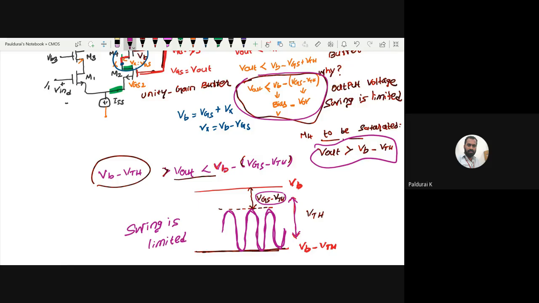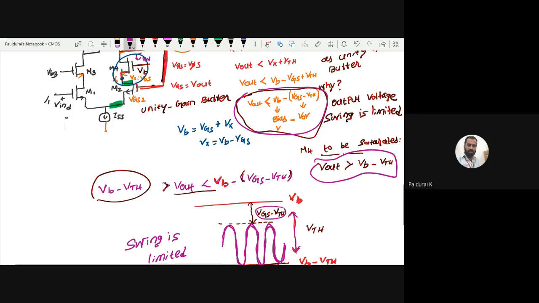So this is the drawback. You cannot use a telescopic op-amp as a unity gain buffer because the output voltage swing is limited. If you want to use an op-amp as a unity gain buffer, go with a single stage op-amp without cascode. So don't use a telescopic op-amp as a unity gain buffer. That is the conclusion. This you may take some time to understand.